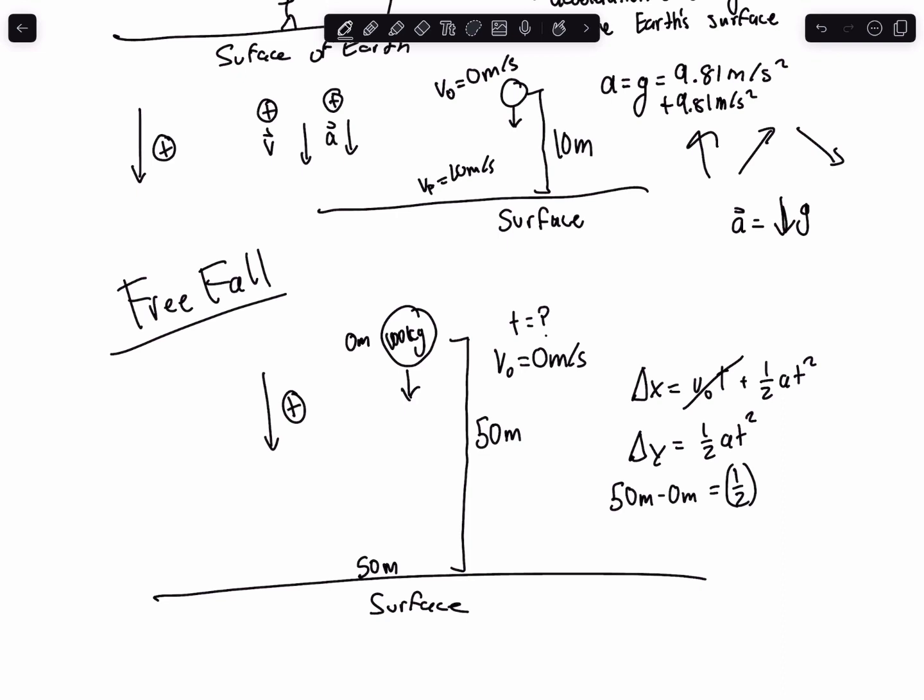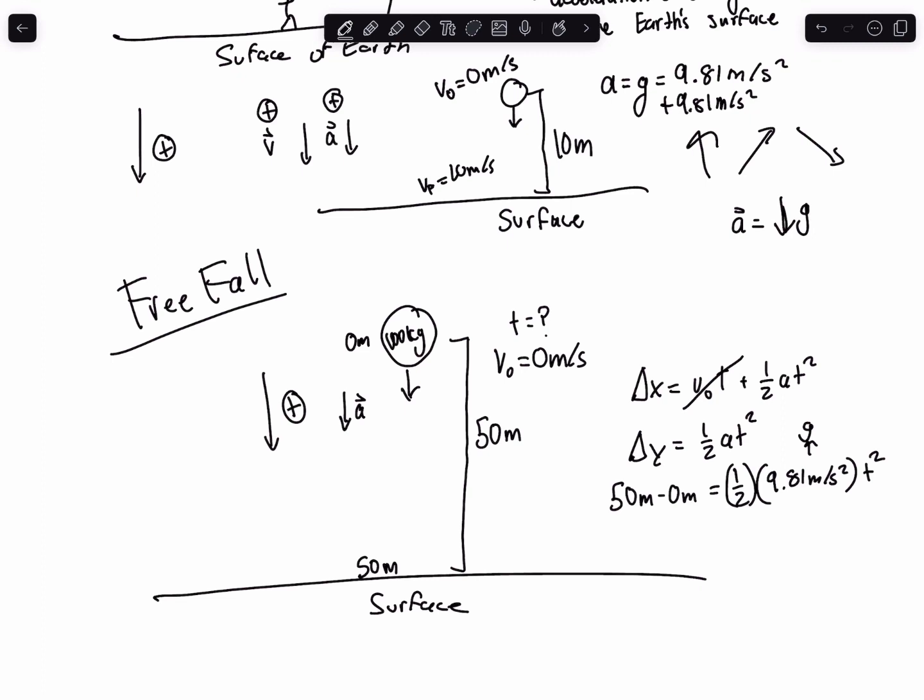Now, acceleration. What's acceleration? Well, what's working on this boulder? Gravity. That's the only thing working on this boulder. So our acceleration is going to be 9.81 meters per second squared, or g. Now notice how I made it positive, not negative. That's because it's accelerating downward, and we defined downward as positive. So 9.81 meters per second squared times t squared. And t is what we're looking for.